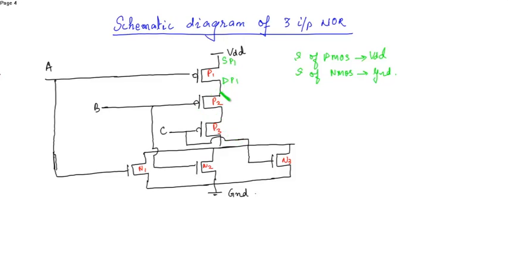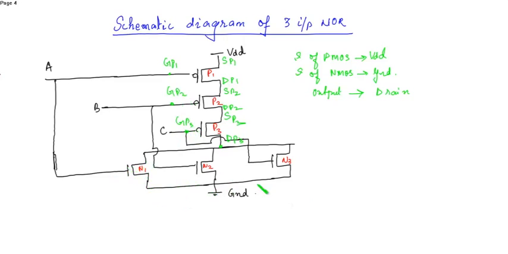This is the gate of P1. We know that the output is obtained at the drain terminal. So this is the common drain. So this is the drain of P3. This is the source of P3. This is the source of P2. This is the drain of P2. This is gate of P2. This is gate of P3.